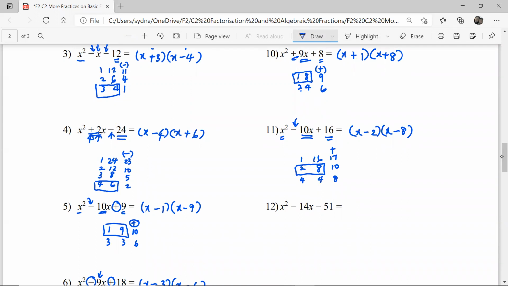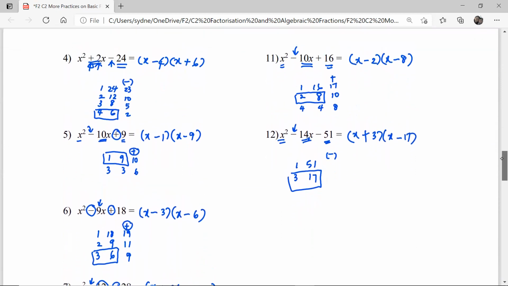Let's move on with number 12. X squared is x times x. 51 will be 1 times 51. 2 cannot. 3 times 17. I think that's all. And what are we supposed to do with this? We minus. And which one gives us 14x? It is this. So our factors will be 3 and 17. And then the one in the middle is negative. That means negative should go to big number. Negative here, positive here. So that's it.